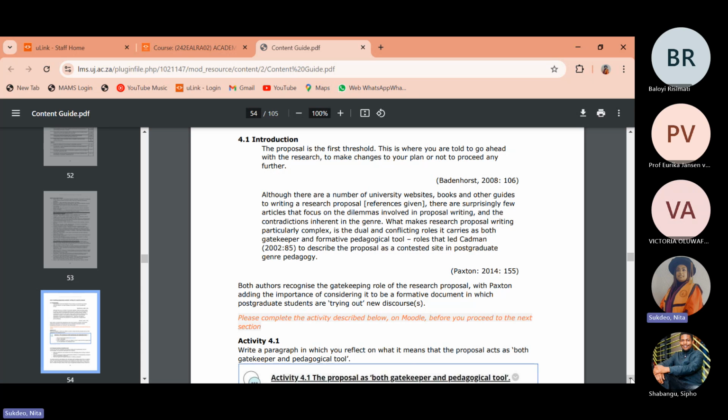Although there are a number of university websites, books, and other guides to write a research proposal, there are surprisingly few articles that focus on dilemmas involved in proposal writing and the contradictions inherent in the genre. What makes research proposal writing particularly complex is the dual and conflicting roles it carries as both a gatekeeper and to provide formative pedagogical tools, roles that led Cadman to describe the proposal as a contested site in postgraduate genre pedagogy. So, this is where we also discuss the difference between pedagogy and andragogy, right?